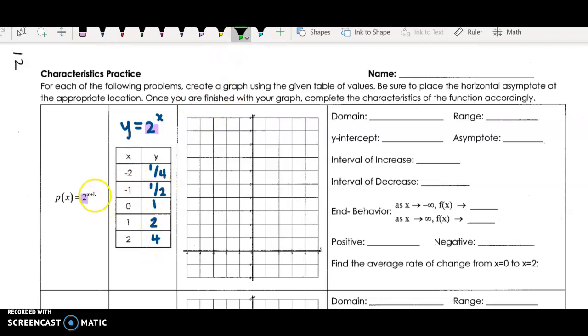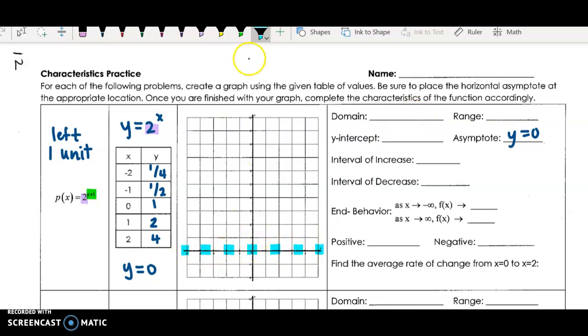However, first I need to identify the transformations on my function, and in this case, there's one transformation, and that is a horizontal shift to the left 1 unit. There is no vertical shift, so there's no number added to the end of my equation right here. So my asymptote will be y equals 0. I'll go ahead and write that down over here, and I'll go ahead and plot that on my graph as well. So my asymptote will be here at y equals 0. So the graph will go flat on this line.